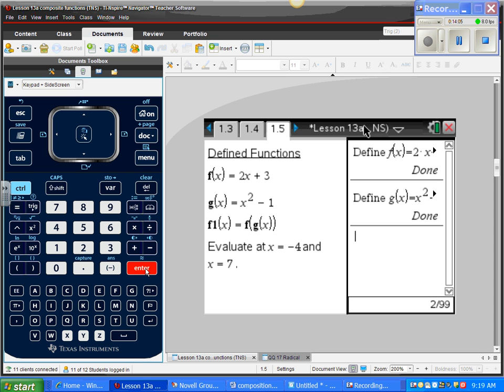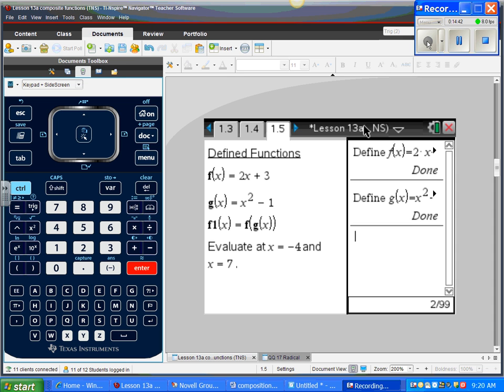We good? Okay, so now here comes the easy part. Escape. Okay, so menu, actions, define. Now g of x. What done means is that your calculator now reads f of x as the actual function, which in our case is 2x plus 3, and it reads g of x as the function x squared minus 1.